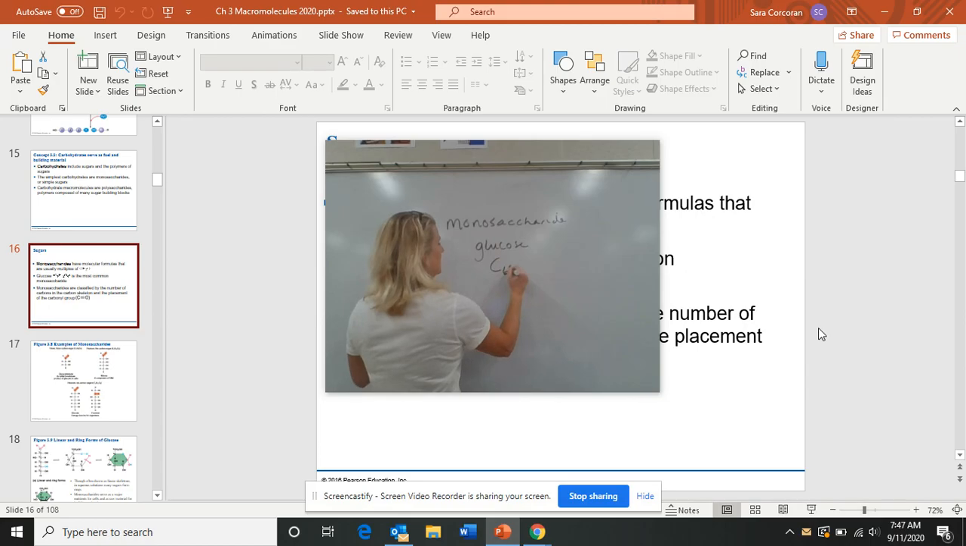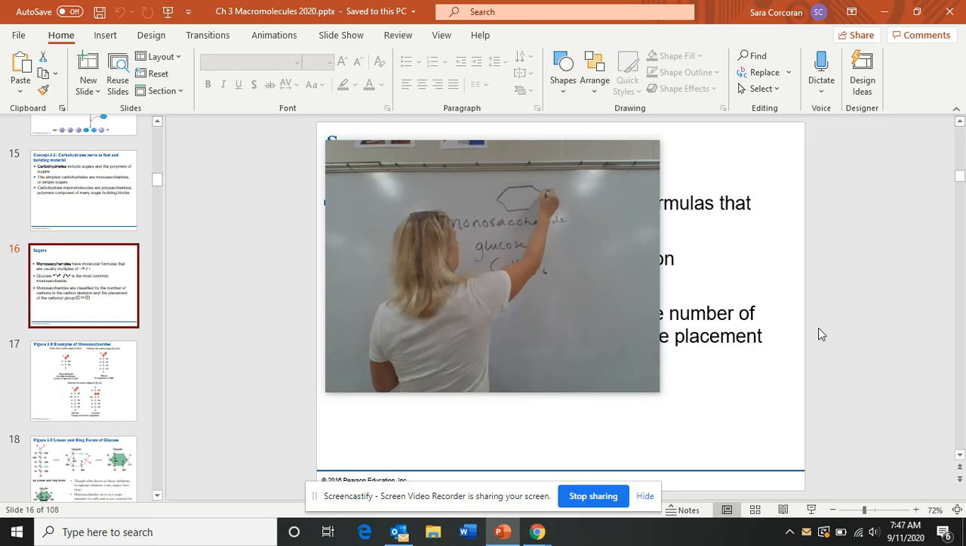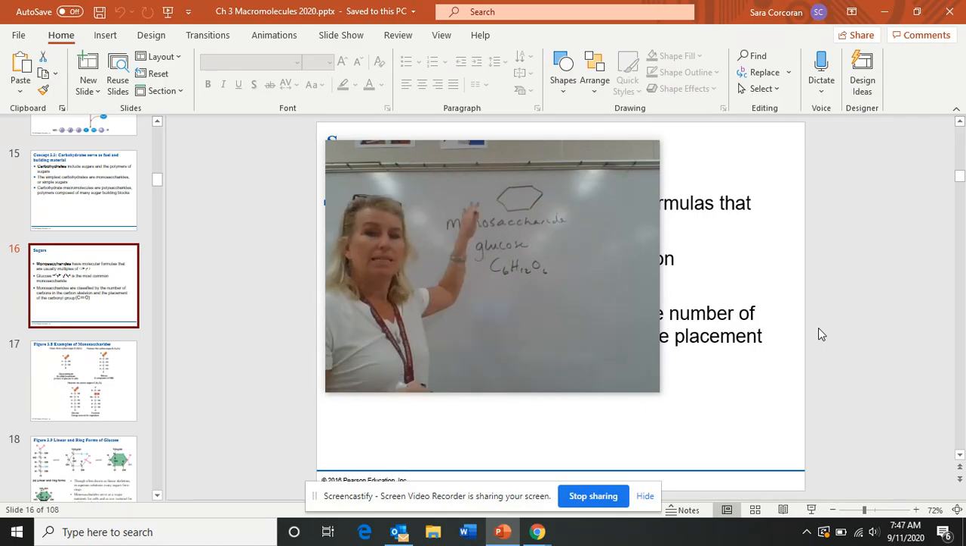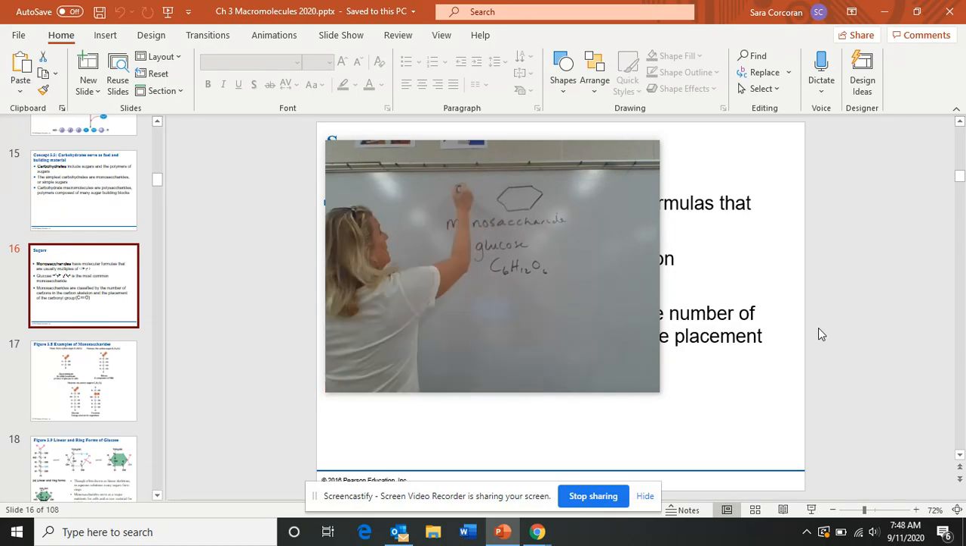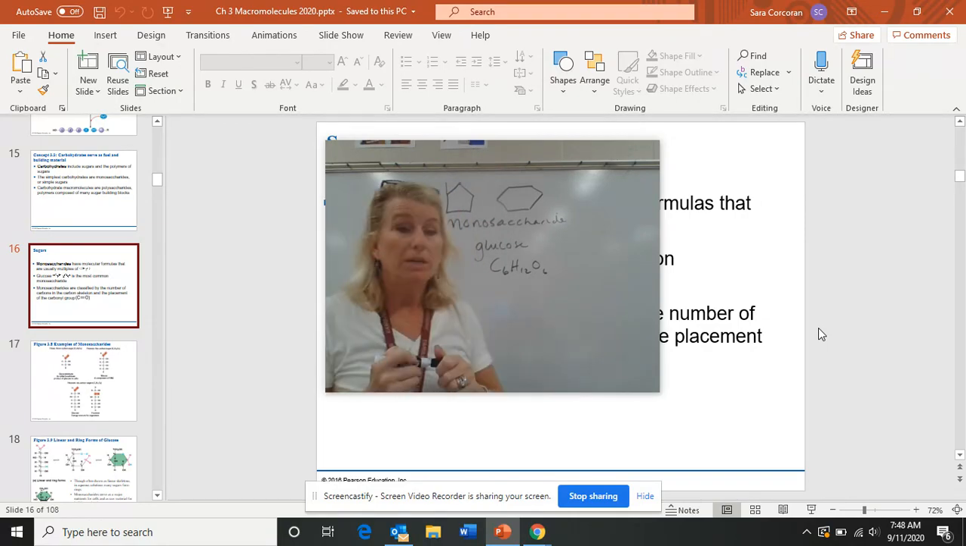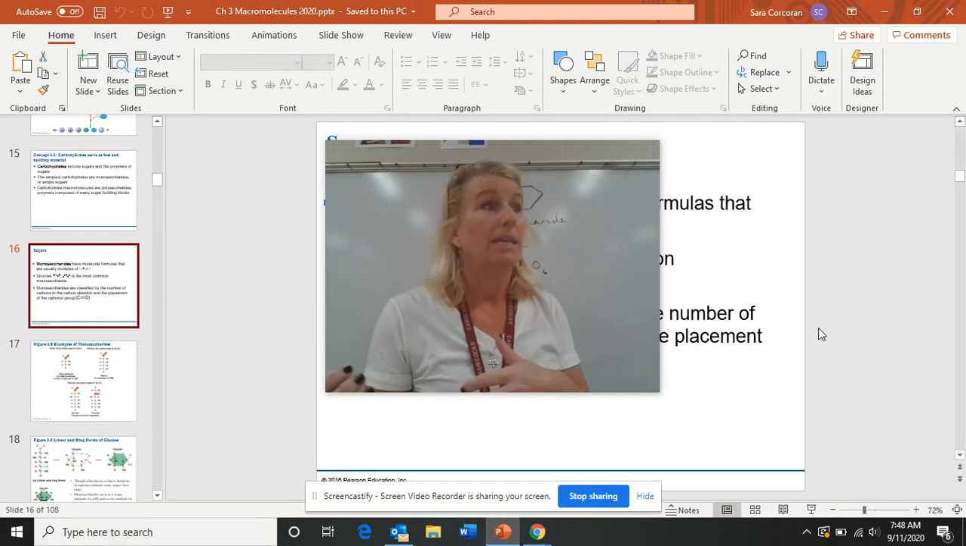So monosaccharide, we have glucose, and it is C6H12O6. Sugars are going to be represented by rings, generally speaking. This monosaccharide is one sugar, and it's six-sided. It's a hexagon. It has 6 carbons. This is a 5-carbon sugar because there's an O there, and that would be ribose. Okay, so we're going to represent sugars as rings in our drawings.